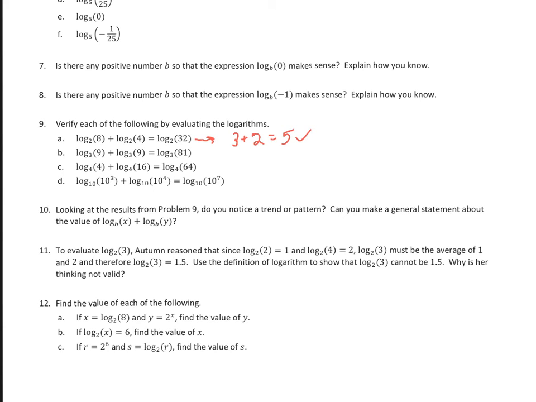Number 10, again, we're going to learn these properties explicitly, but you may have noticed that 8 times 4 is actually equal to 32, and so that's going to be the property that we're going to learn on another lesson. And then 11 and 12, you should be able to do those by using your properties of exponents and some basic facts.